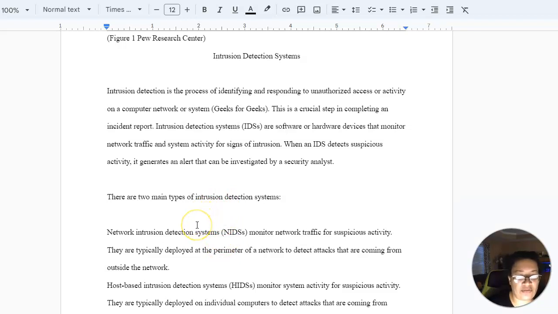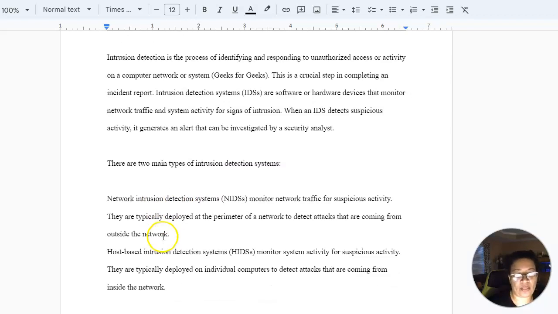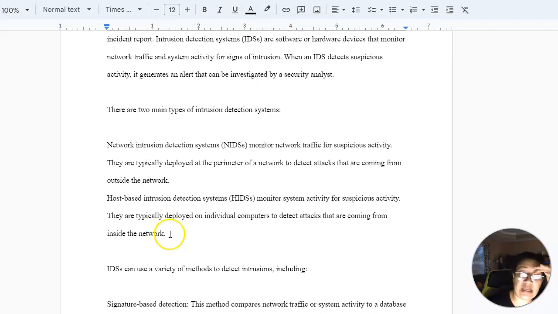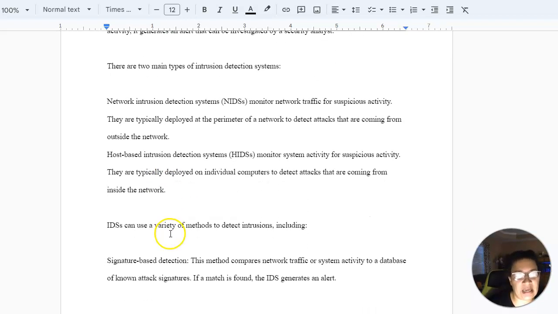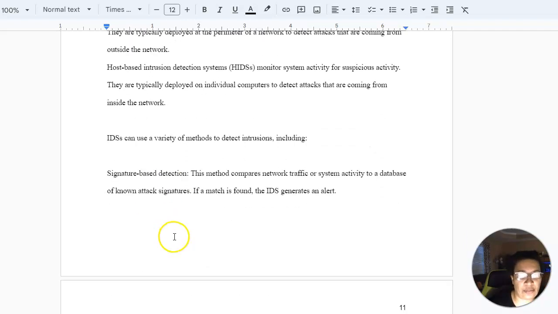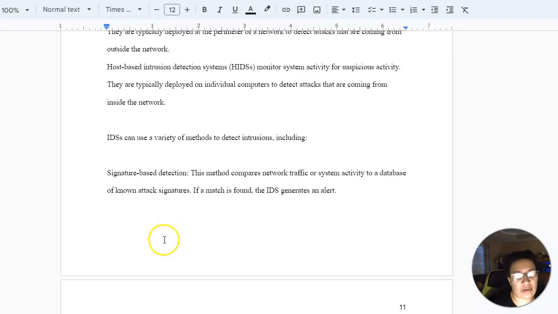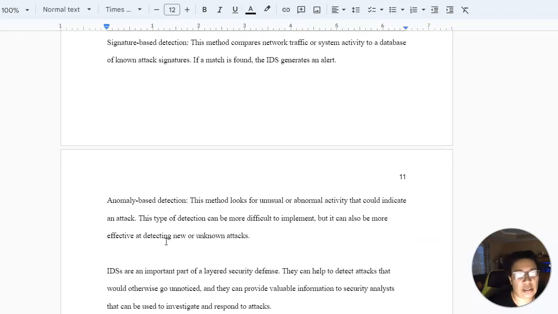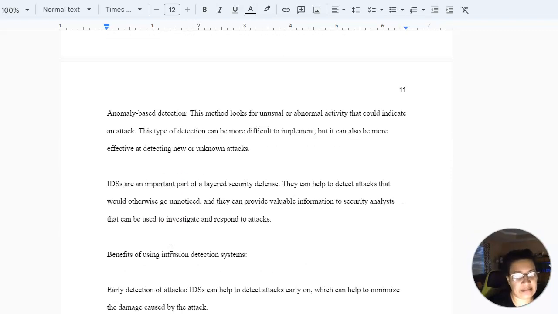The IDS are software or hardware devices that monitor network traffic and system activity for signs of intrusion. This can also be investigated by a security analyst. There are two main types, network intrusion and host-based intrusion. IDS can use a variety of methods to detect intrusion, including signature-based and anomaly-based.